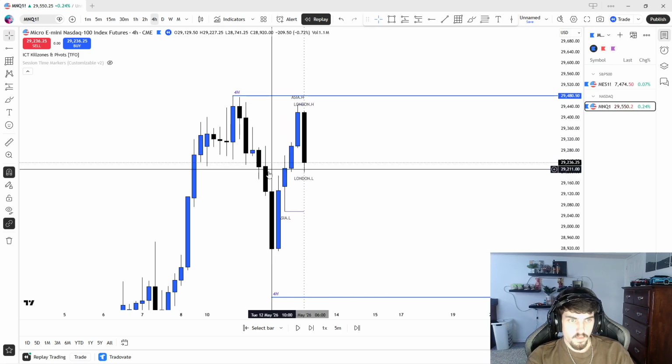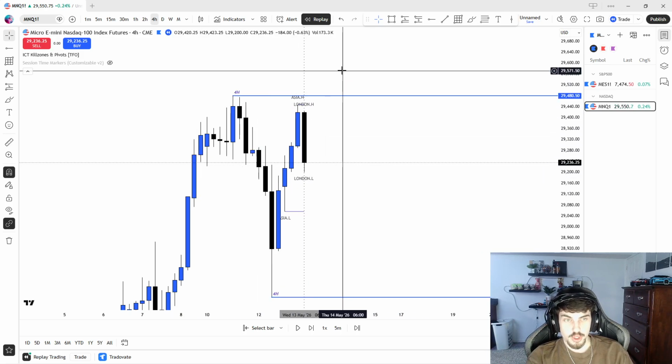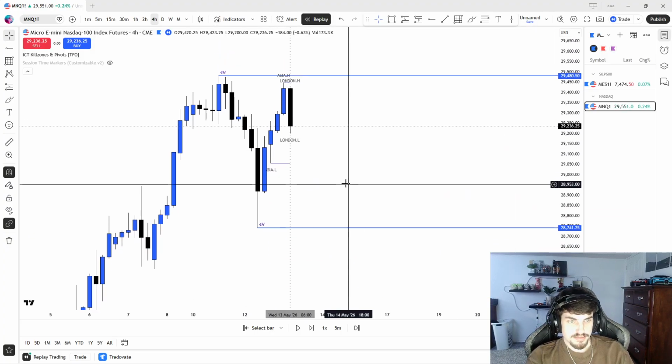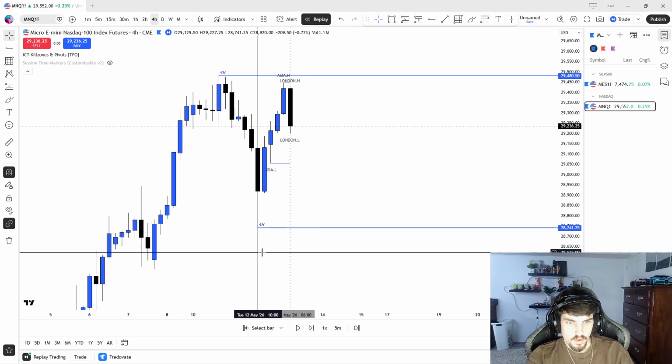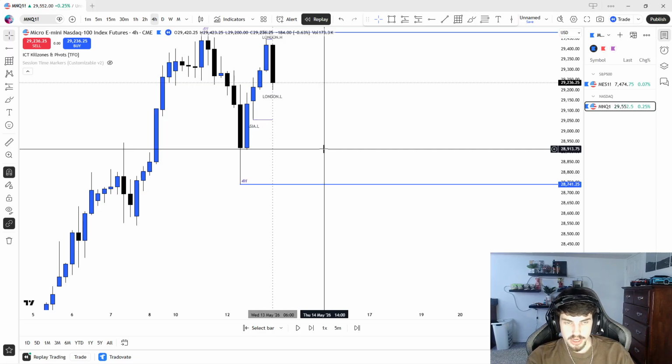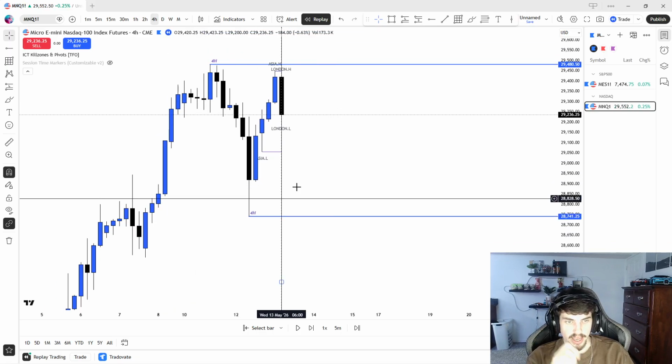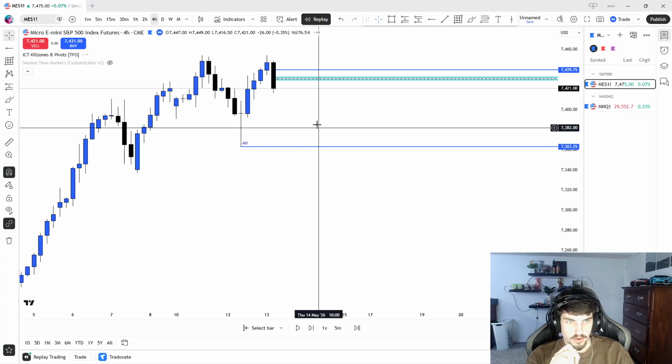We are looking for where price is going to go in the future to take out draws, not where it's already taken them out. We are looking for draws on liquidity that we can target to take out. So we're going on the 4 hour.